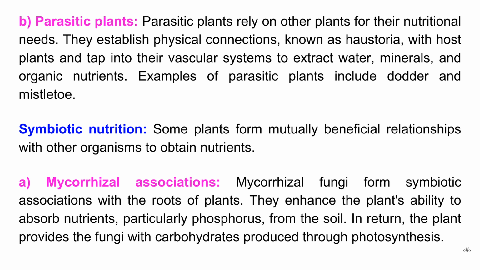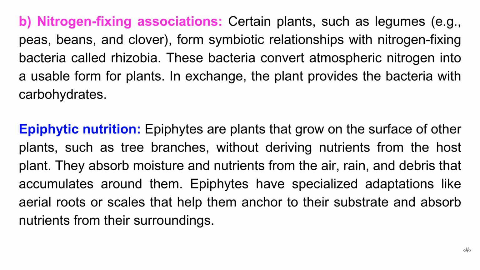Mycorrhizal associations. Mycorrhizal fungi form symbiotic associations with the roots of plants. They enhance the plant's ability to absorb nutrients, particularly phosphorus, from the soil. In return, the plant provides the fungi with carbohydrates produced through photosynthesis. Nitrogen-fixing associations. Certain plants, such as legumes, e.g., peas, beans, and clover, form symbiotic relationships with nitrogen-fixing bacteria called rhizobia. These bacteria convert atmospheric nitrogen into a usable form for plants. In exchange, the plant provides the bacteria with carbohydrates.